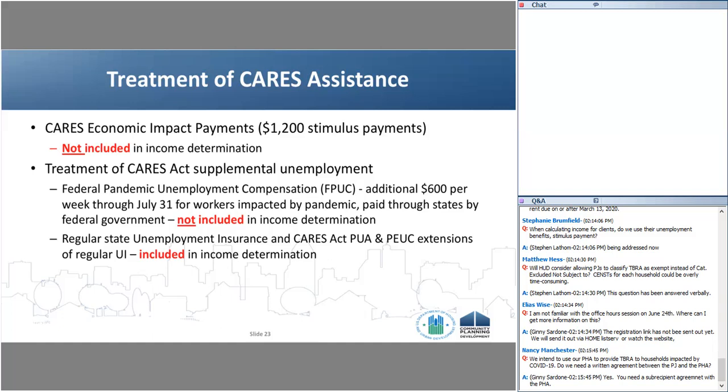I also want to note that hazard pay is required to be included in the standard definition of income, and so some people are receiving hazard pay in the near term due to the pandemic conditions. That must be included.